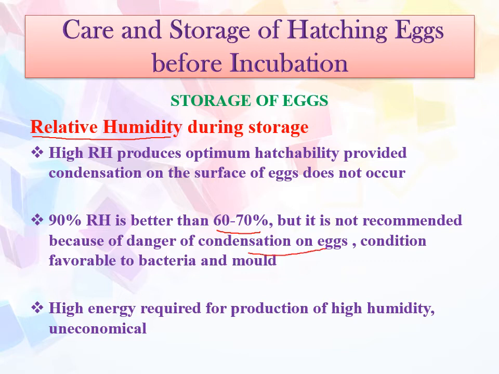So why is the humidity only maintained at 60 to 70%? Because if the humidity is high, then there may be growth of fungus and bacteria on the surface and hatchability will reduce. Also, to maintain high relative humidity inside the egg storage room at the hatchery, high energy is required. So it is very costly also. So it is uneconomical. Just remember, inside the egg storage room of the hatchery, the humidity must be around 60 to 70%.